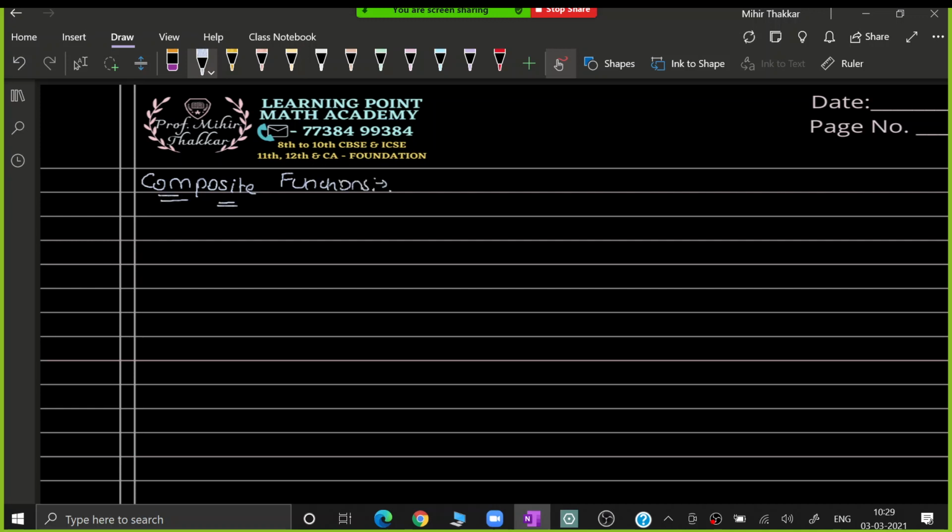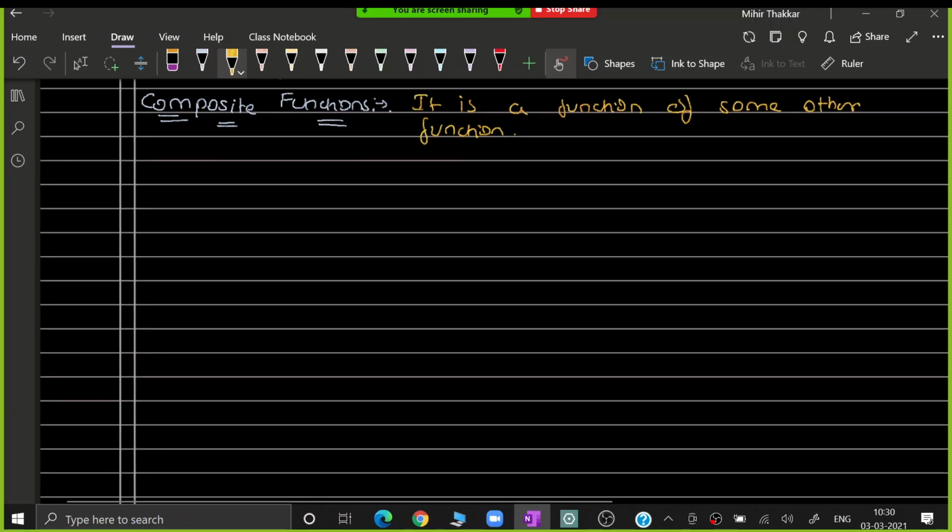When you hear the word composite function, a very easy thing that should come to your mind is that it is a function of some other function. So what is the meaning of this, guys? Function of some other function. What does that mean? Let us understand this with the help of an example.